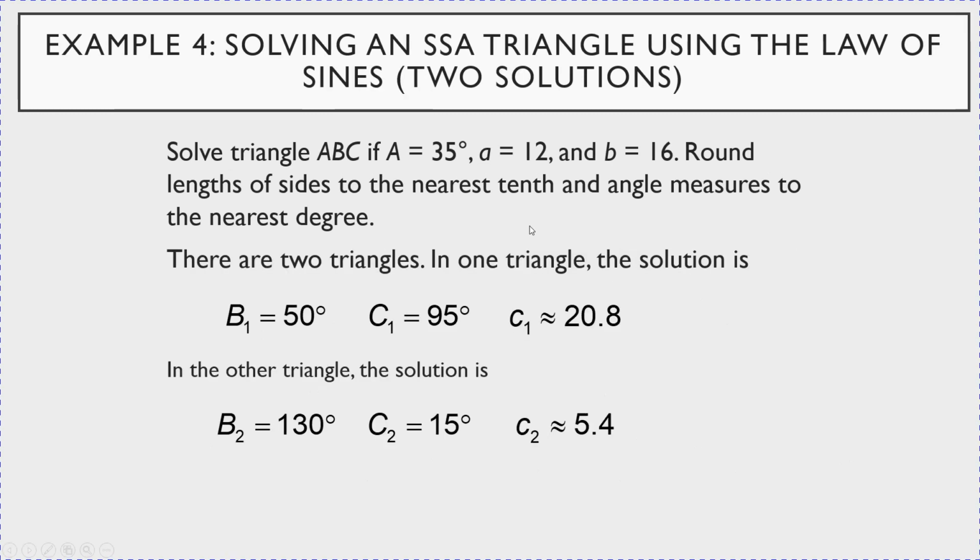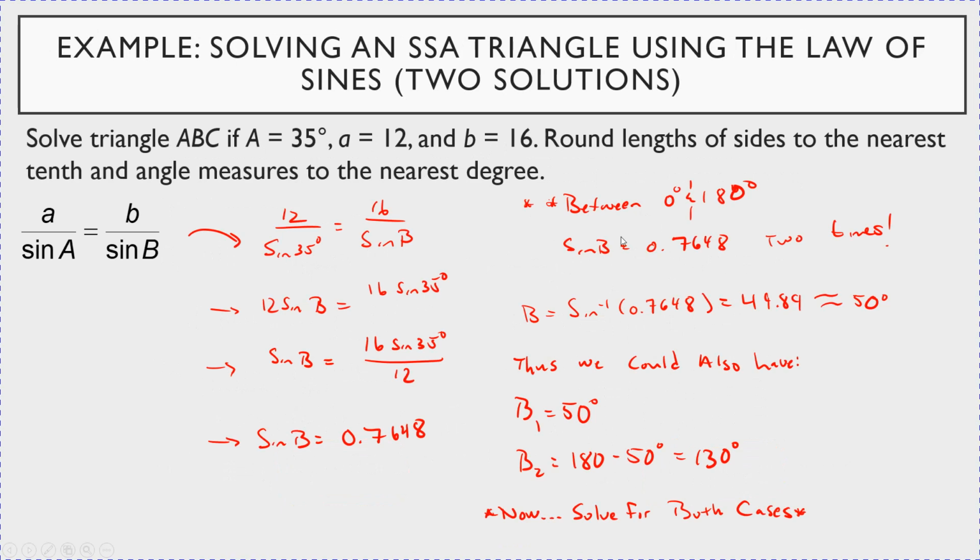I'm not going to work through it and waste all the time here, but you can see that you're going to get different solutions. So this is the ambiguous case. You just have to recognize that when you solve between 0 and 180 degrees, if you're given side, side, angle, you're going to get two cases when you have a sine that's between -1 and 1. Or, in this case, more specifically, between 0 and 1.